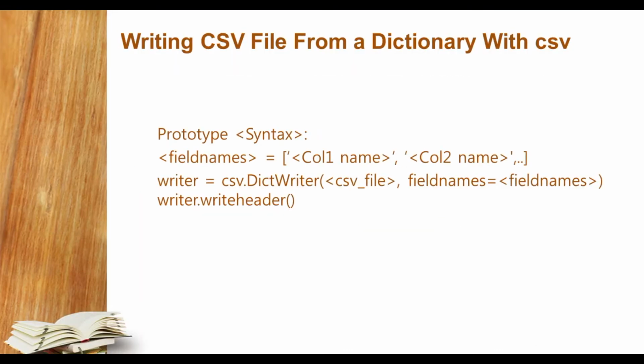So let's begin, students. The first topic is writing CSV from a dictionary with CSV. As you know, earlier we created a CSV file with a delimiter and a newline, in which we could use a comma or a colon. To avoid this, we can write a whole dictionary into a CSV file. To do that, we have to make changes here. The remaining prototype will be the same except these three lines.